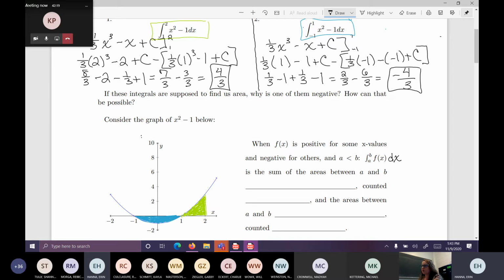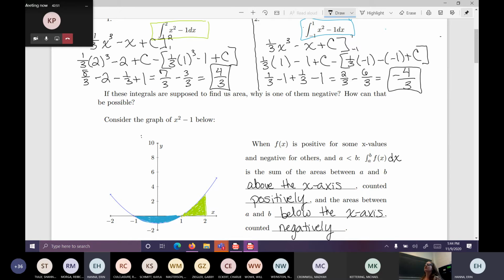So then the integral is the sum of the areas between a and b, and we're going to have the sum of the areas above the x-axis. Those are going to be counted positively. And the areas between a and b below the x-axis counted negatively.